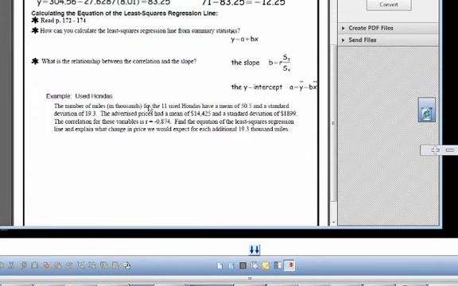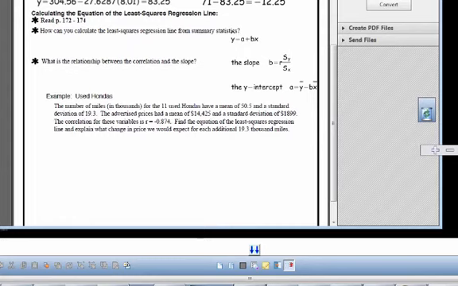Okay, so we're going to do this little example here. The number of miles in thousands for 11 used Hondas have a mean of 50.5 and a standard deviation of 19.3. The advertised prices had a mean of 14,425 and a standard deviation of 1,899. The correlation for these variables is negative 0.874. Find the equation of the least squares regression line. Explain what change in price you would expect for each additional 19.3 thousand miles.